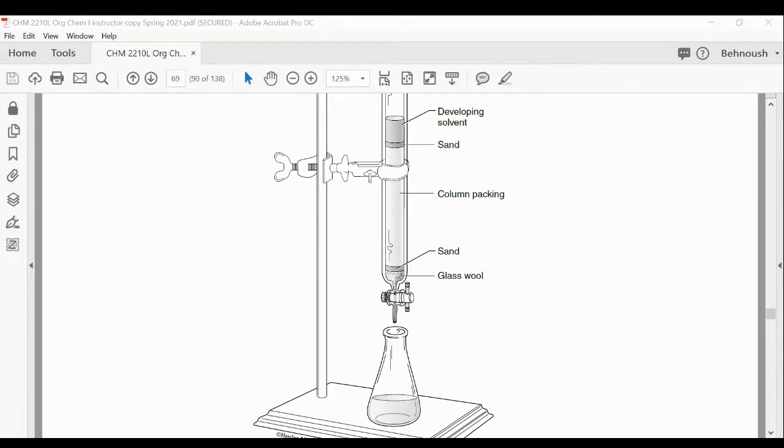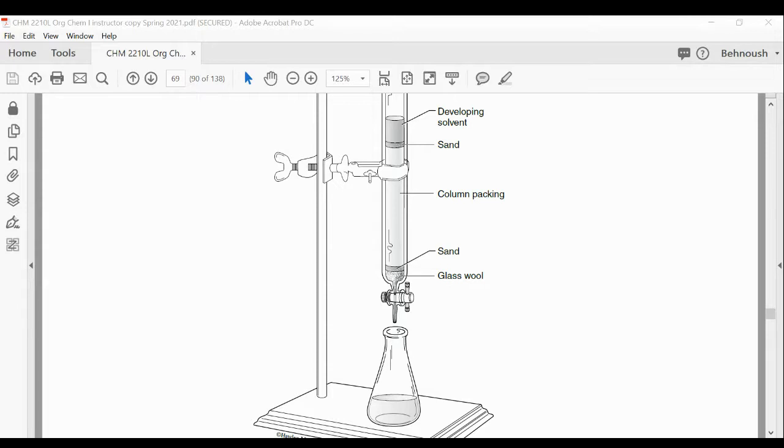Glass wool is actually blocking the sand, blocking the particles from the column packing. That is right, Alexis. Yes, Mariah. So it would prevent escaping or clogging of this column, because it's a very narrow opening here. You don't want sand or the column packing to get in there, because if it does, it blocks and the liquid doesn't move.